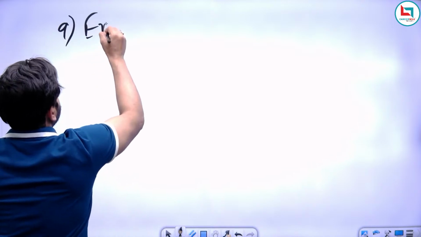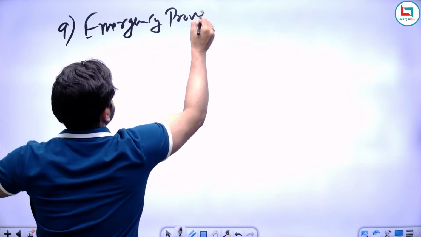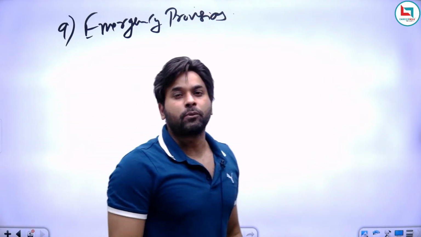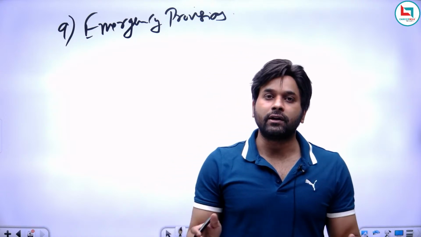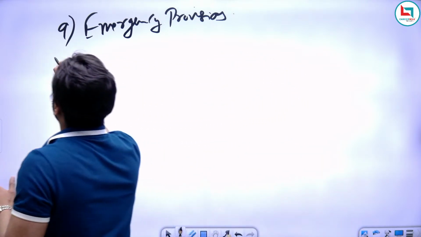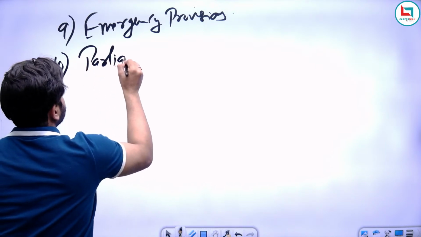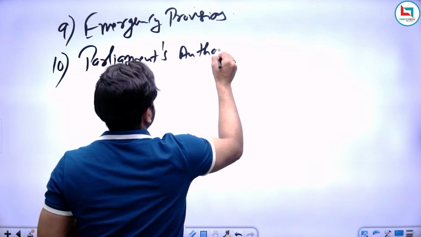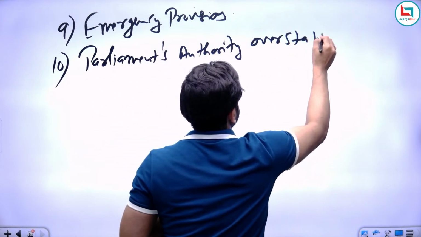So now the next feature will be our next chapter for this day, and that will be emergency provisions. I'm not going to discuss anything about emergency provisions because we are going to discuss it after the completion of unit 3 features. Okay, so let us leave this. Now the 10th feature is this, which we have already discussed: Parliament's authority over the state list.